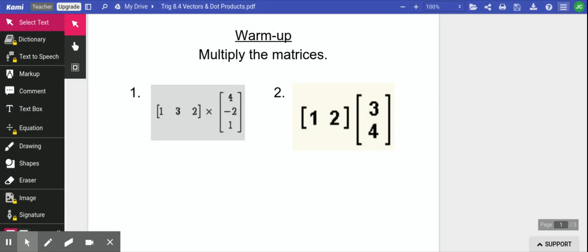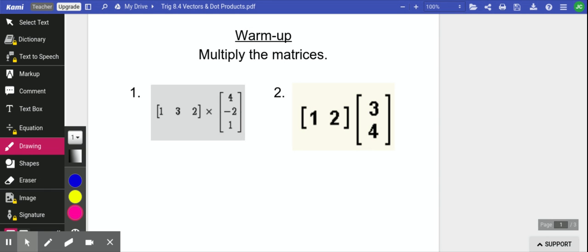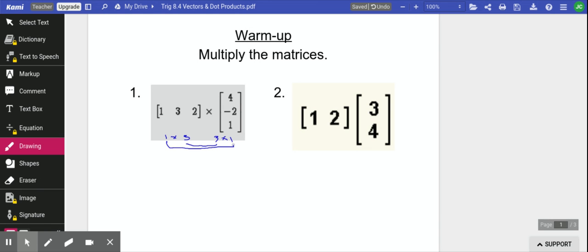Before we jump into 8.4, I want to remind us about matrix multiplication. We did matrix multiplication back in December, right before Christmas, so I know it's been a little bit. But remember, when we did matrix multiplication, we looked at the number of rows and columns. So this matrix had 1 row and 3 columns, and this one has 3 rows and 1 column. We can only multiply these if these two numbers are the same, which they are, and our answer is going to be a 1 by 1 matrix.